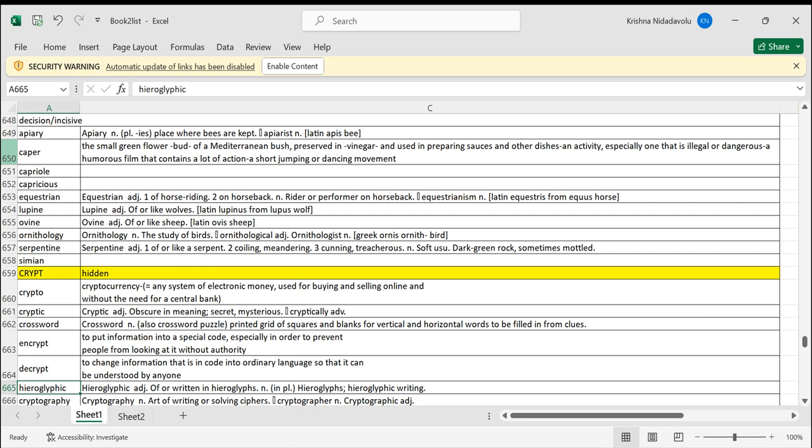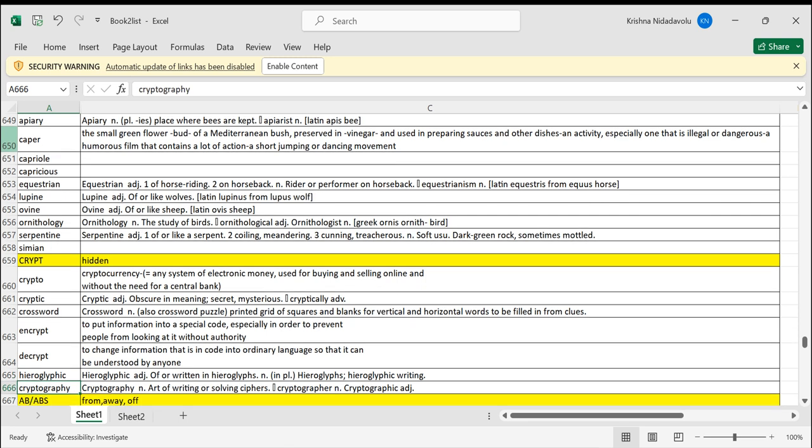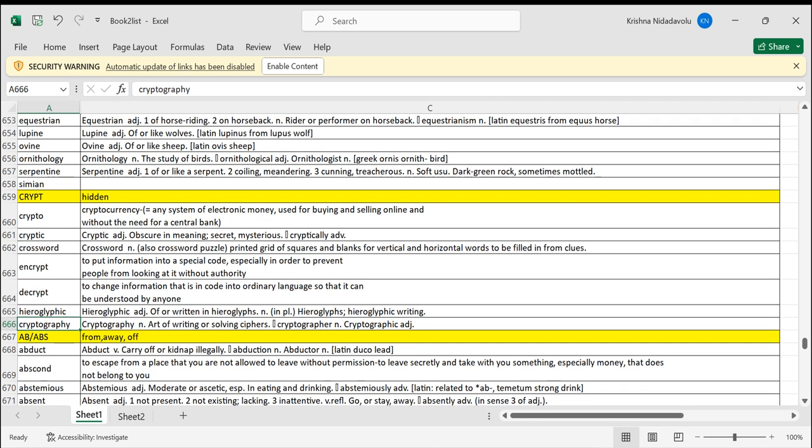What exactly was there? Right. Cryptography. Cryptography is the art of secret writing, encoding and decoding that secret writing. That is called cryptography. Crypt plus graphy. Graph, we had discussed earlier, means writing. Crypt is secret. Secret plus writing. Secret writing. These are called cryptographers.